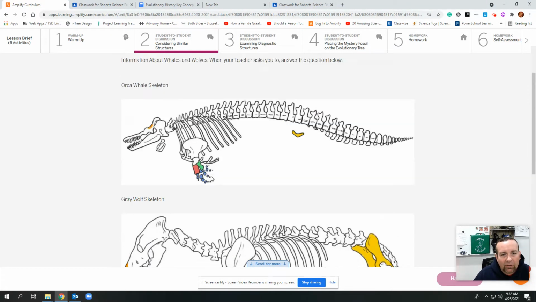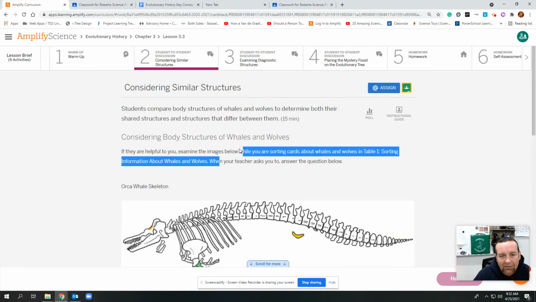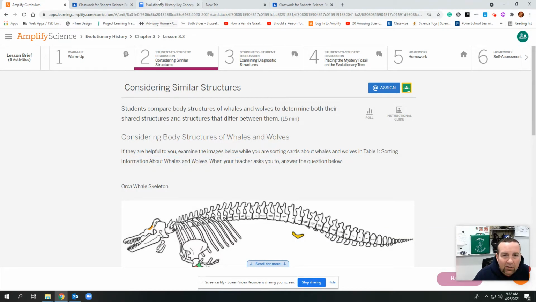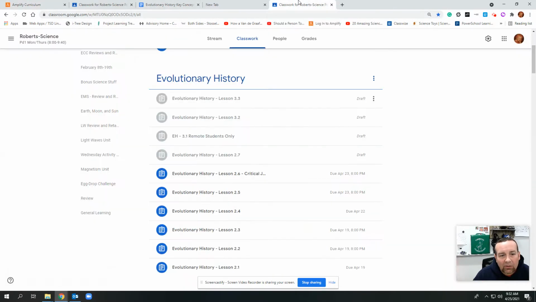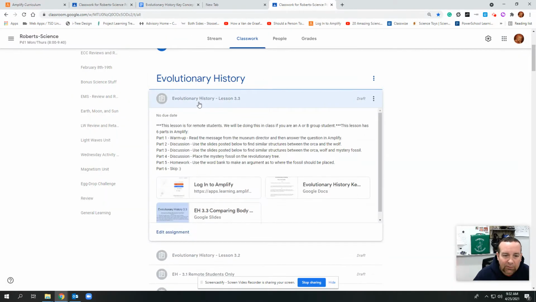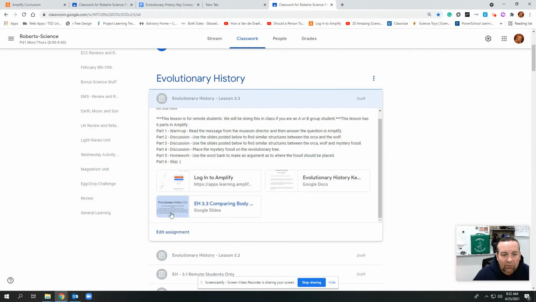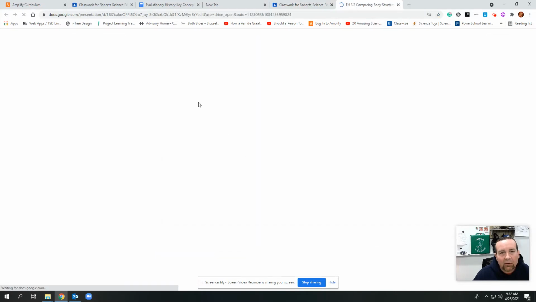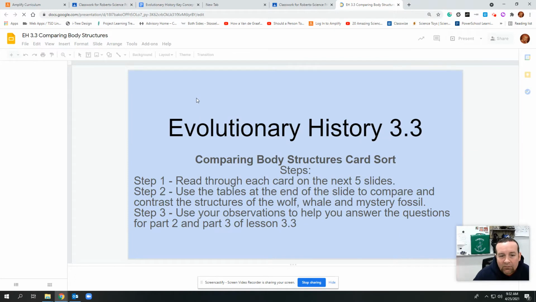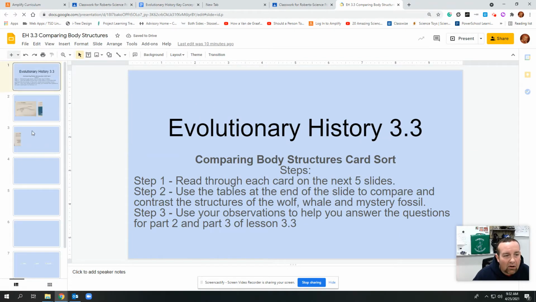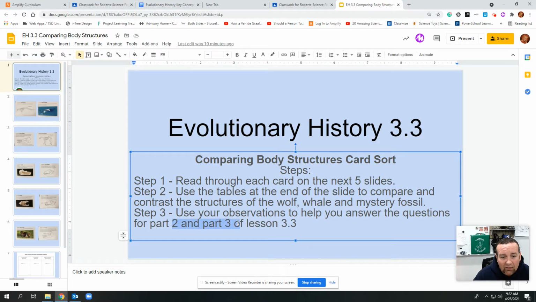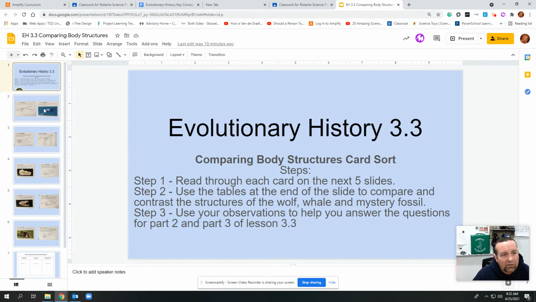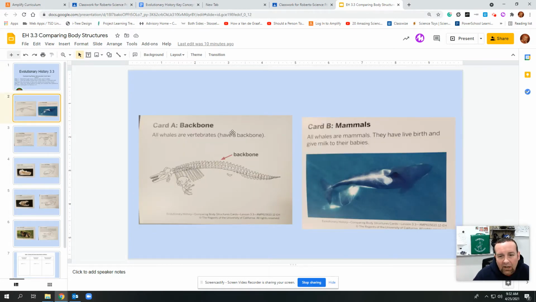Now, I want to point out the cards. Again, you're in distance land, so I can't just give you the cards. But what I did do is if you go back to where the assignment's posted here in Google Classroom, you'll notice I did post a set of slides here. Let's go ahead and open those and take a look. So these cards are for part 2 and part 3 of our lesson today. And basically, each one of these slides is going to have a card with some information on it, or 2 cards with some information on it.